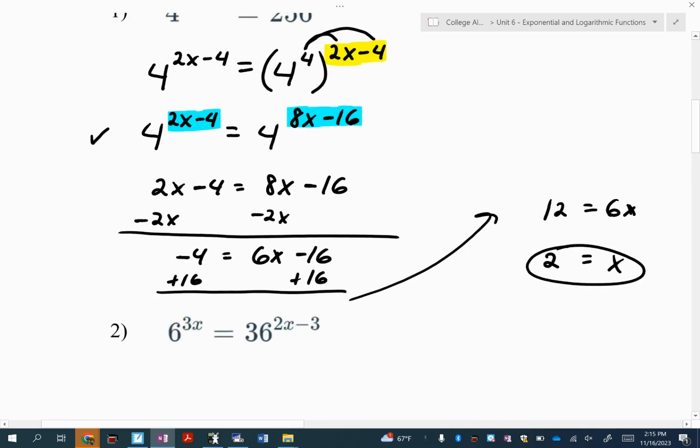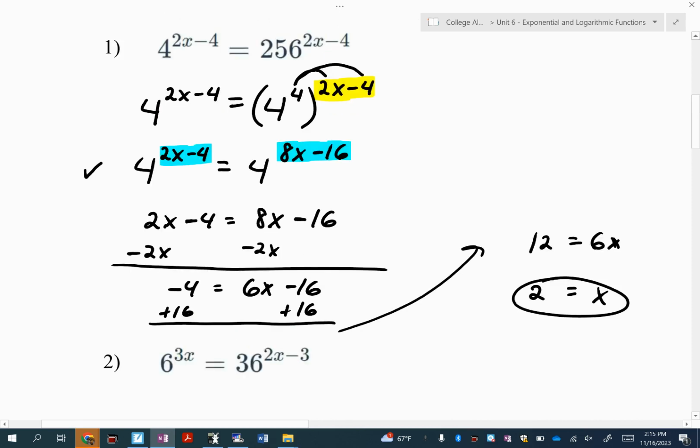All right, I'm going to pause. Any questions on this first one? The answer is 2, yes. So I'm going to go over the process again. Rewrite your bases so they end up being the same number. Once that happens, then you can drop the bases and just set the exponents equal to each other.